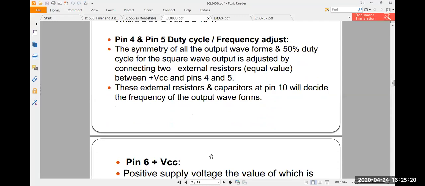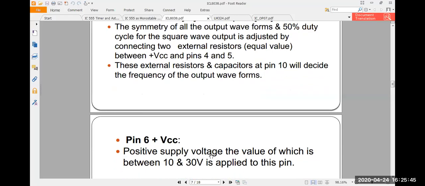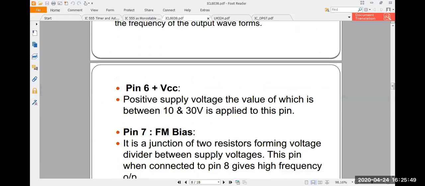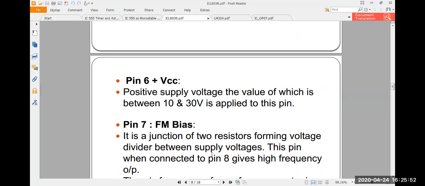But if you go through the data sheet of 8038, you will find out what electrical characteristics you need to consider for different applications. Here it is clearly mentioned that for generating 50% duty cycle for square wave, what we need to do and how the frequency of the output waveform can be adjusted. Pin number 6 is positive supply, which can be between 10 to 30 volts.